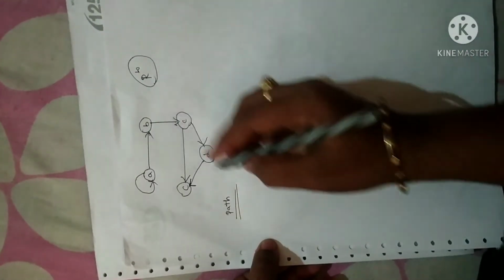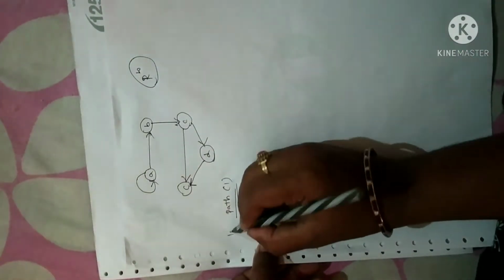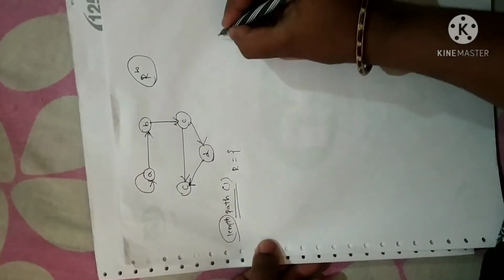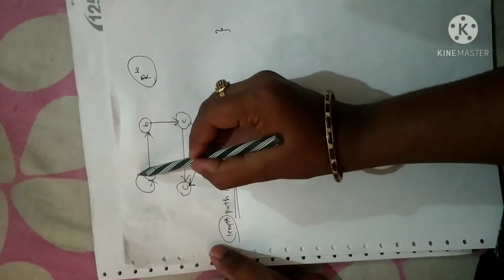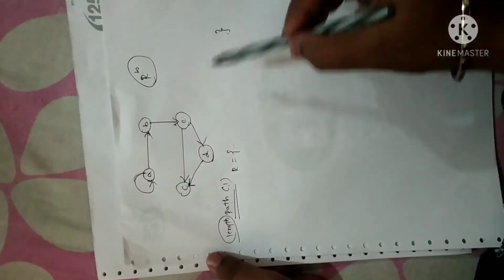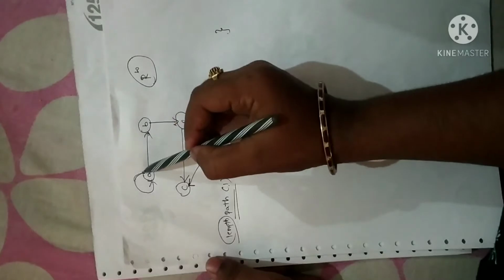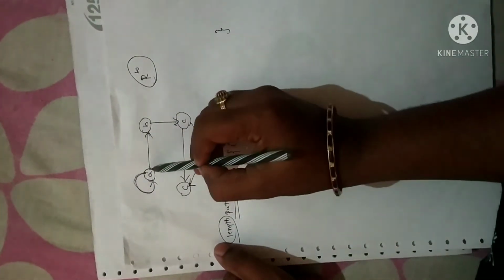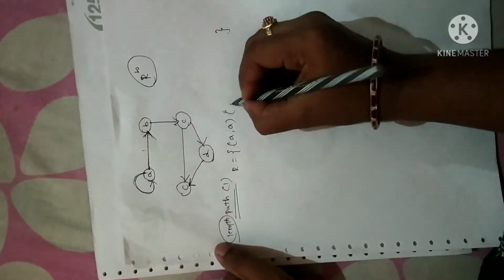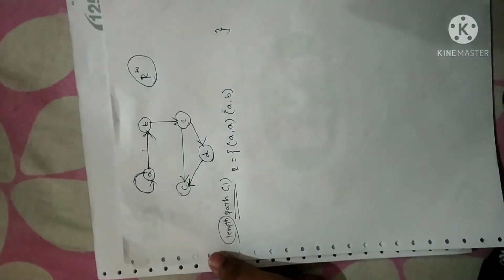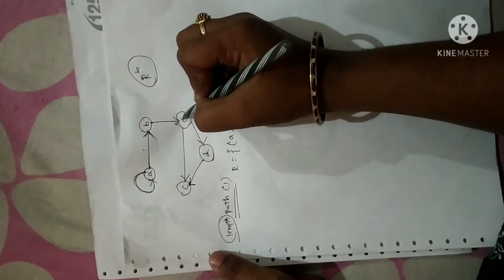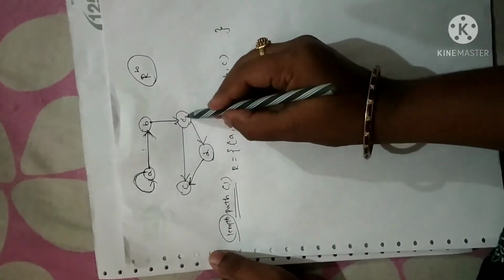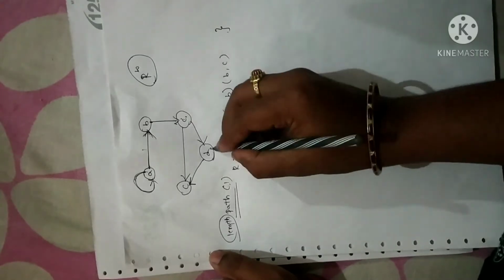I have to form a connectivity relation. Before going to write R infinity, let me make a note of the paths of length 1. I have to list all the ordered pairs of length 1. Look at the relation A to A. From A to A is length 1, so I can write A comma A. Again, from A to B is a path of length 1, so I write A to B. Again, B to C is a path of length 1, so I add B to C. Again C to D, again D to C.